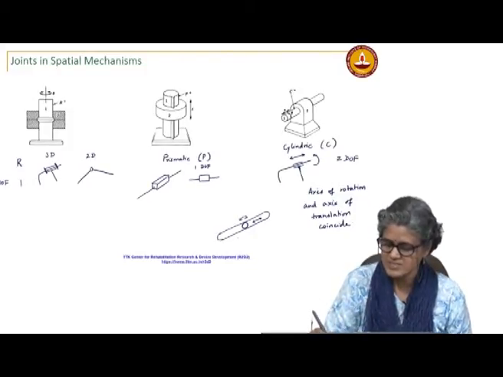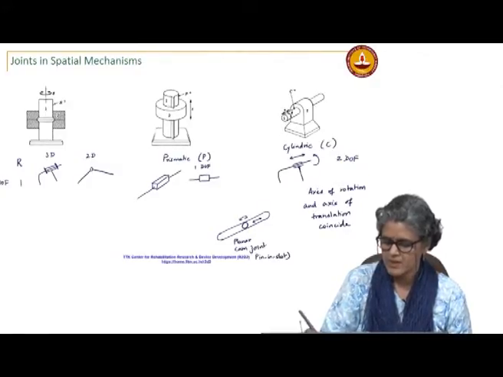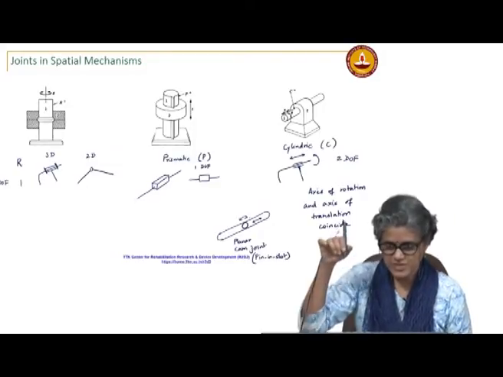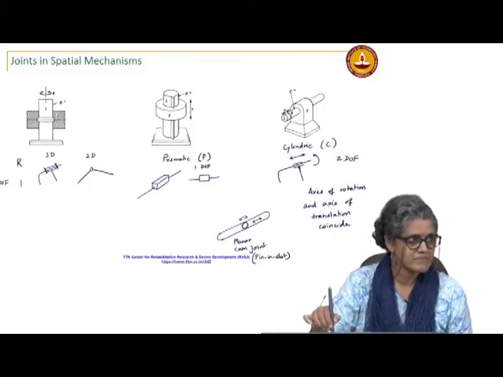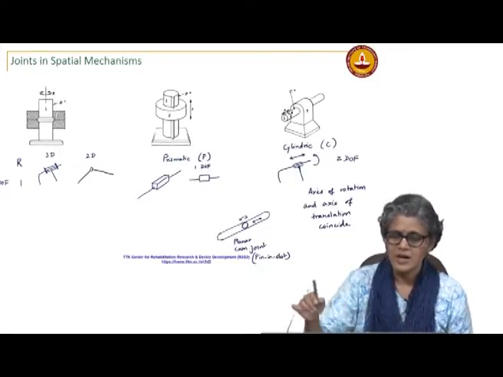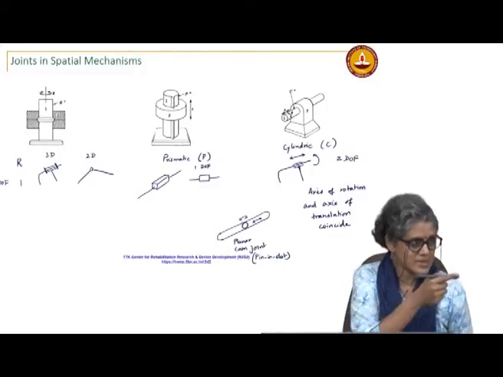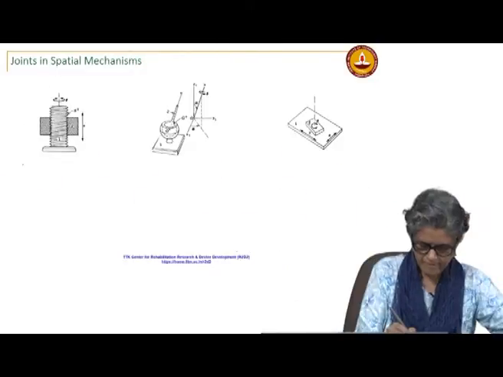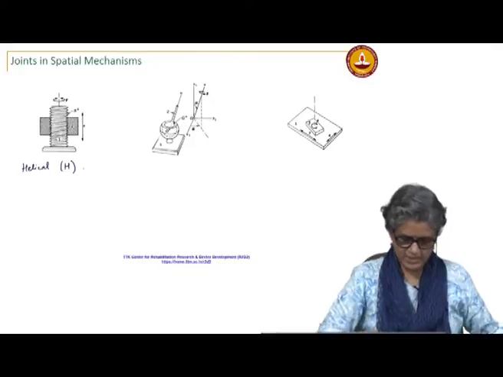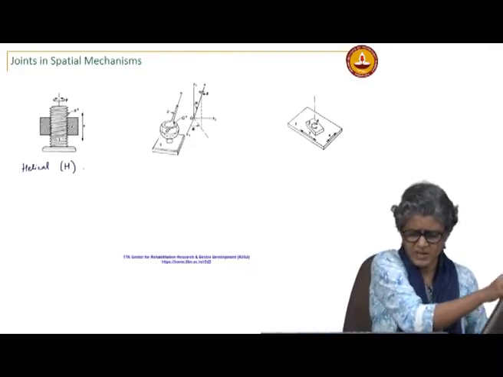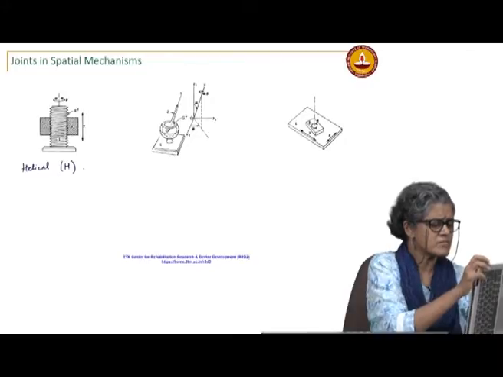On the other hand, this is the planar cam joint, pin and slot. Here the axis of rotation is perpendicular to the plane of observation and the axis of sliding is also different. The two are different, but thank you for clarifying the question. Okay. And what is the number of degrees of freedom of this joint?